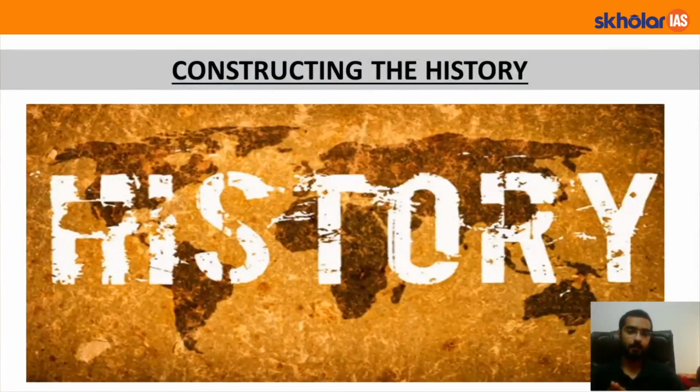Constructing the history. Now we know that history is divided into two parts. One is prehistory, of which we do not have any written records, or if we have any written records, the script has not been deciphered. Another part of history is proto-history, of which we have written records and their script has also been deciphered. The subject matter of today's class is this proto-history. We'll look at the sources through which we'll construct the history of ancient India from now on. From now on, the history will be more exact and precise.